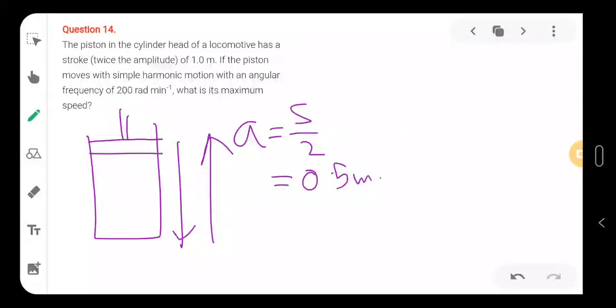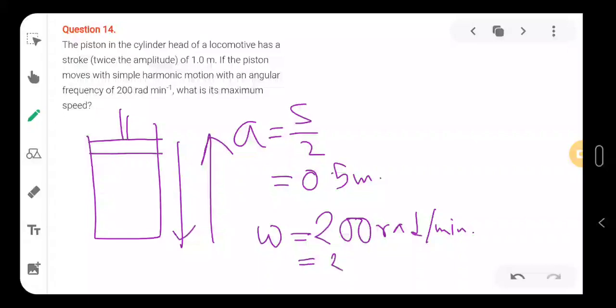If the piston moves with a simple harmonic motion with an angular frequency, so what is given? Angular frequency is omega, I told you, that is 200 radian per minute is given. Now we have to convert it to second at first. So omega, just convert into second. So what you have to do? Minute is downside. So if you have to convert into second, you have to directly divide it by 60 because minute is downside. So then it will be second.